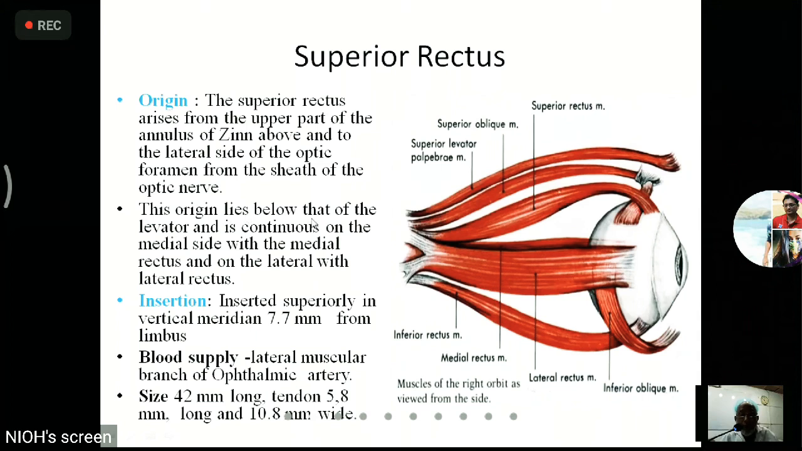This origin lies below that of the levator and is continuous with the medial side of the medial rectus and lateral rectus muscle. Okay. Where is the insertion, we said? Blood supply is from the ophthalmic artery, the lateral muscular part. What is the total length? We say it is 42 millimeters long. How much is the tendon? The tendon is 5.8 millimeters, and it is wide 10.8 millimeters. This is the question for capsules.